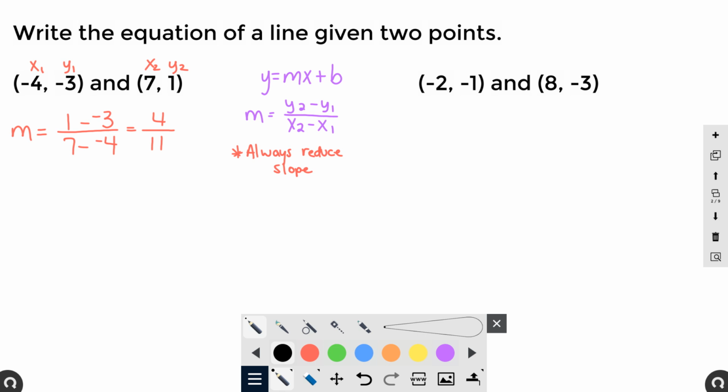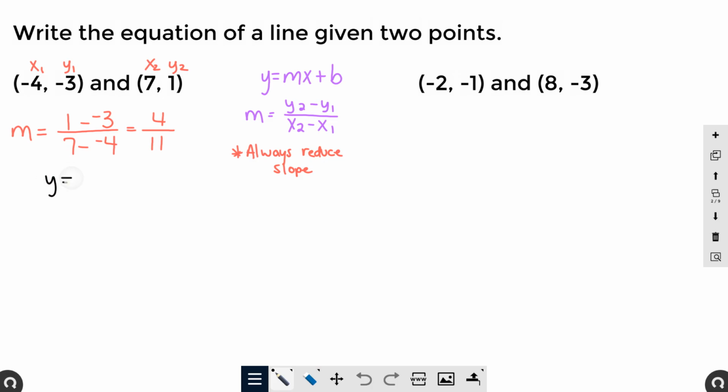Now we are going to use that slope and one of these points, it doesn't matter which one, and we're going to plug it into our equation y equals mx plus b. So we're going to plug the point in for y and x and the slope in for m. That's going to help us solve for b. Again, it doesn't matter which point you use. I like to deal with positive numbers, so I'm going to use the second point. So in the place of y, I'm going to put 1. My slope was 4/11, and x was 7. So 1 equals 4 over 11 times 7 plus b.